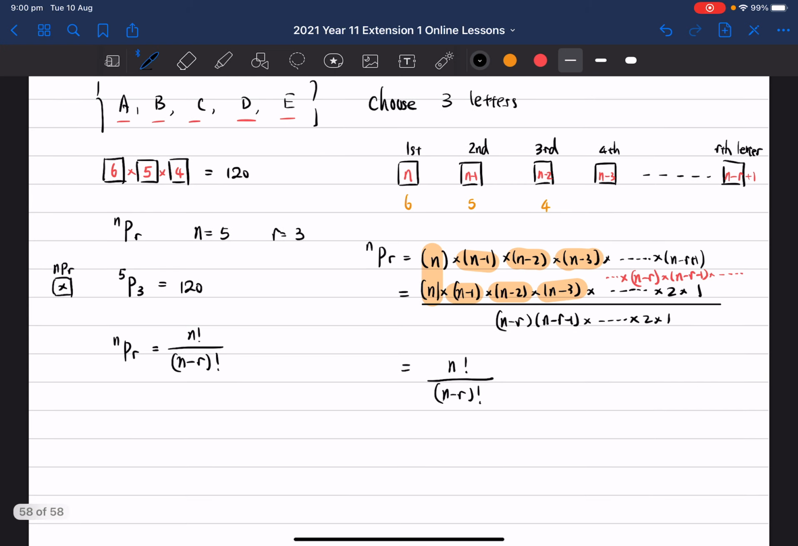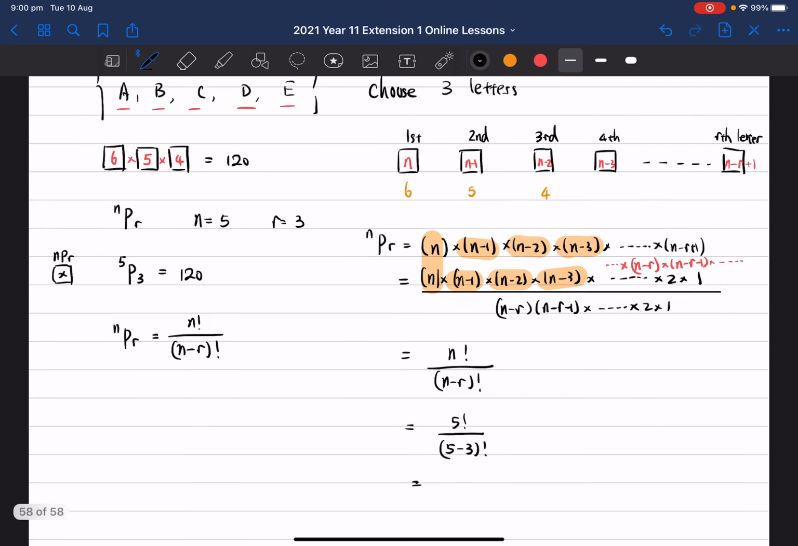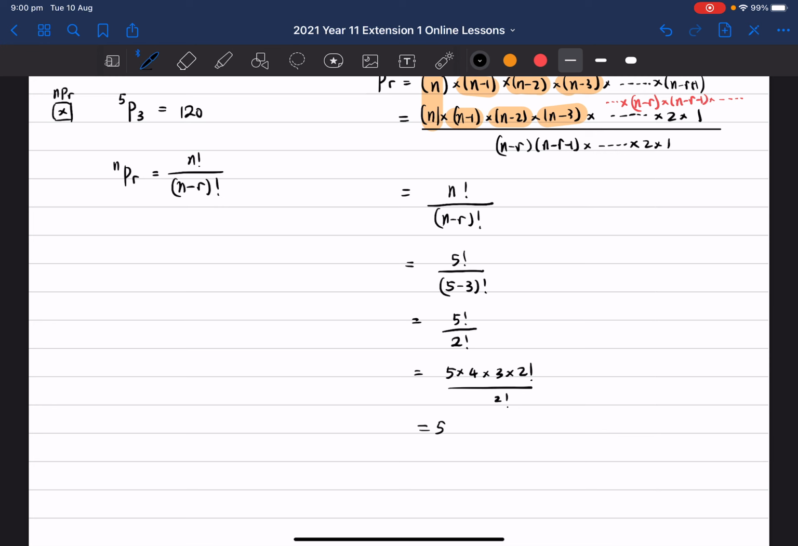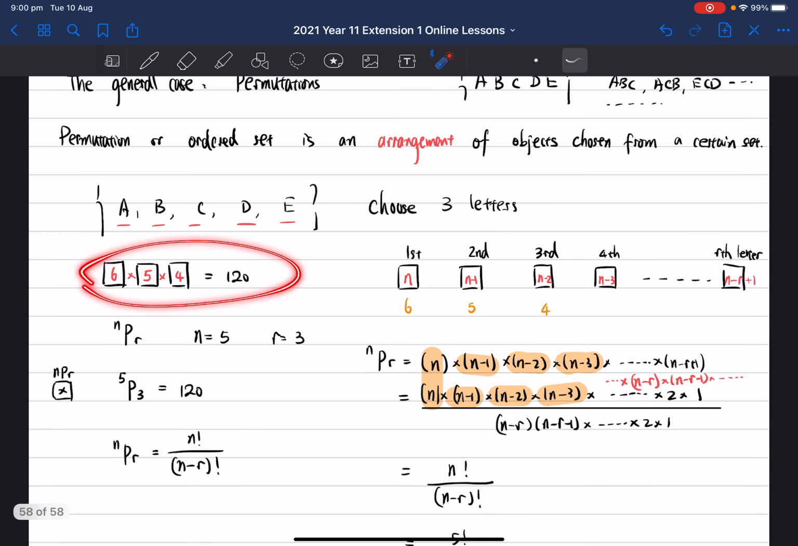Please learn the formula here. It's very important. If you look at the previous example, n factorial, we've got 5 letters, so 5 factorial. Then we divide by 5 minus 3 factorial, because we're choosing 3 letters. We end up with 5 factorial over 2 factorial. That's 5 times 4 times 3 times 2 factorial over 2 factorial, which is equal to 5 times 4 times 3. Eventually that becomes the answer we had previously.